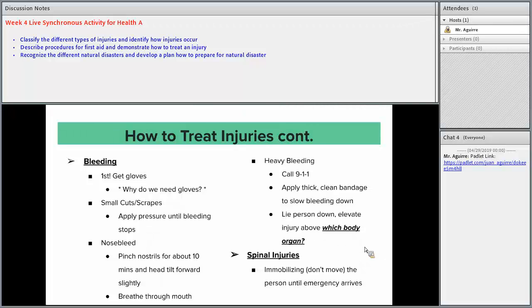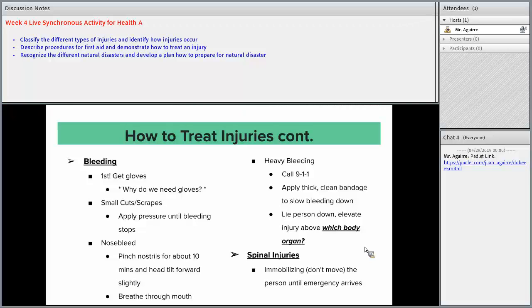Any heavy bleeding, you call 911. Apply a thick and clean bandage to help before the ambulance arrives. This is what you can do to slow the bleeding down. All right, lie the person down, elevate. Look at that, RICE method, pretty much.